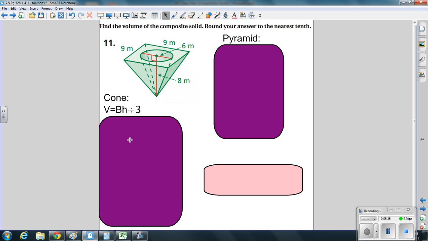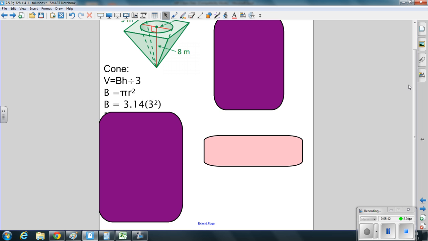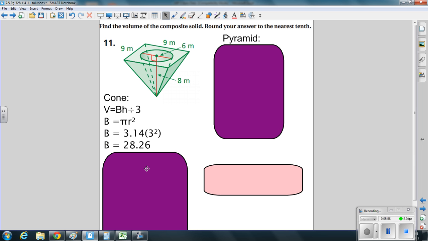Next, we're going to take a look at the cone. The volume is area of the base times the height divided by 3. So if we take a look at the base of a cone, it's round. The diameter is 6, so the radius is 3. We're going to use pi times 3 squared, or 3.14 times 9. And if you help me with your calculators, we get 28.26.